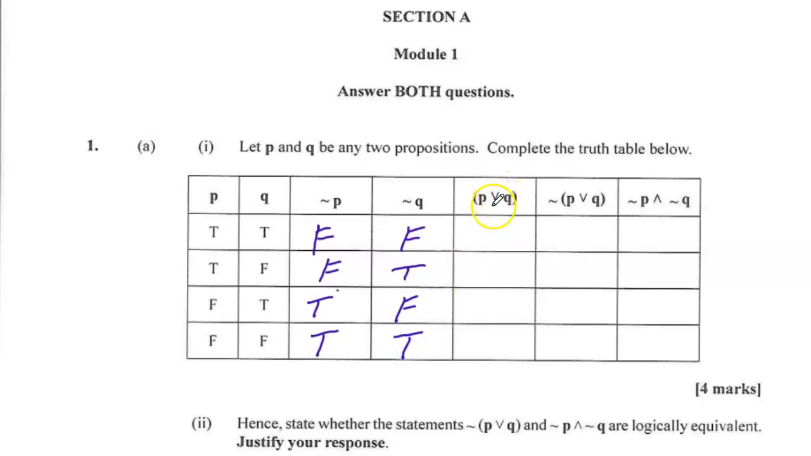This means P or Q. The only time we have a false is when both statements are false. So in this case, we'll have a false here, and everything else would be true.